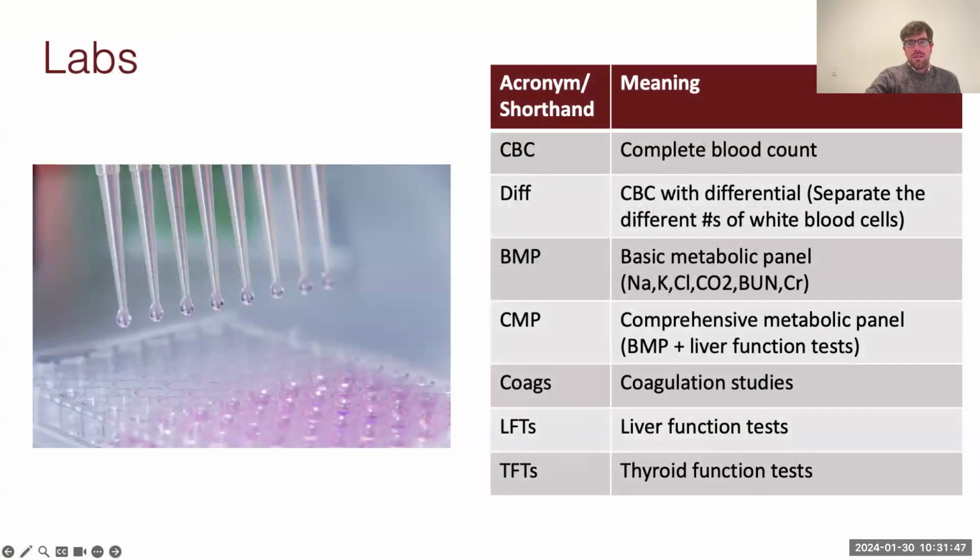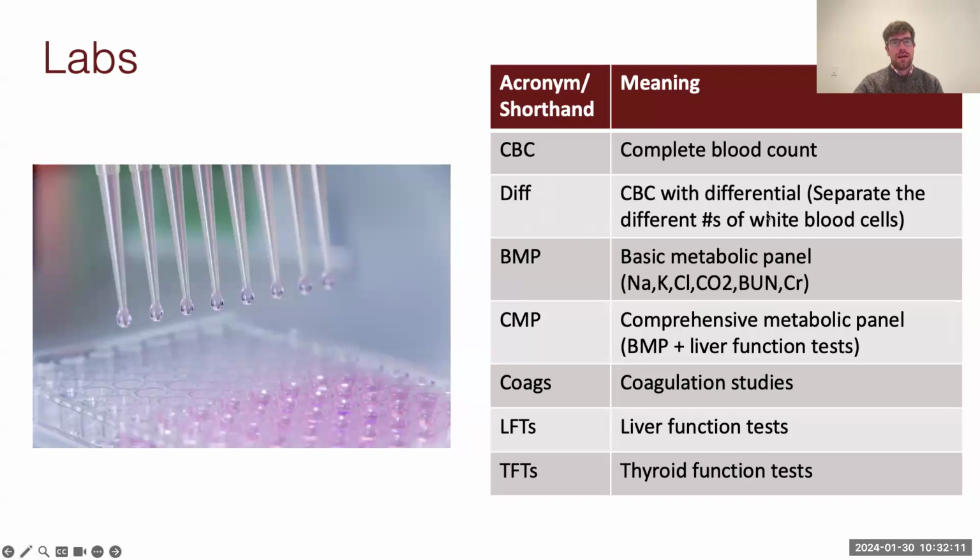And then the other place where we'll frequently use this is in labs. So these are sort of common lab shorthands that you'll see. So CBC is your blood count. So this is telling you how many white blood cells you have, whether you're anemic or not, how high your red blood cells are, how good your platelets are.